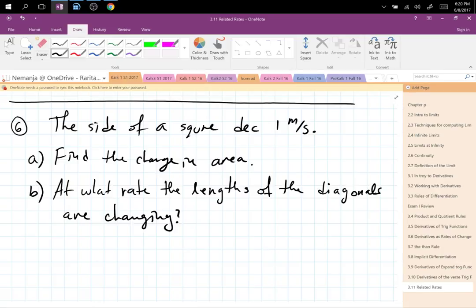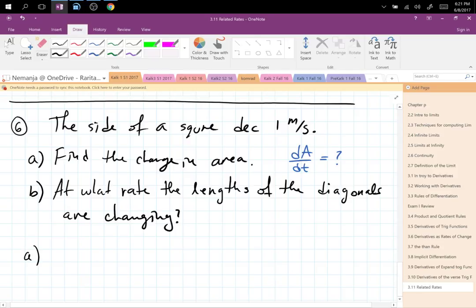Now, first question clearly asks about what? So how do I write that mathematically? dA dt. So the entire question is translated into the world of math language by writing dA dt, because they are looking for change in area, and that happens over time. Awesome. So let's solve part A.